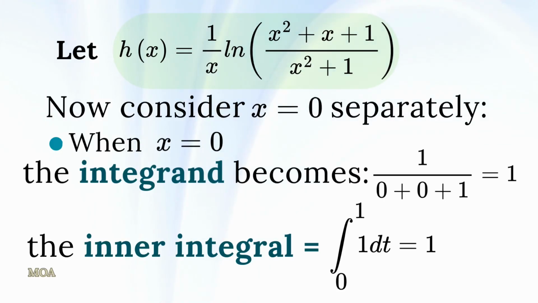Since we will integrate this function h of x from 0 to 1, we must verify that it is integrable on this interval. The expression involves division by x, so we examine the point x equals 0 separately. When x equals 0, the original inner integrand becomes 1 over t times 0 plus 0 squared plus 1 equals 1 over 1, which is 1. Therefore, the inner integral is the integral from t equals 0 to 1 of 1 dt, which equals 1.